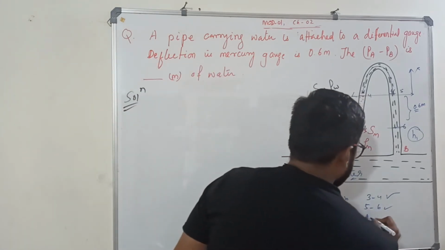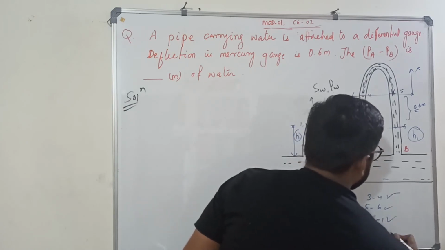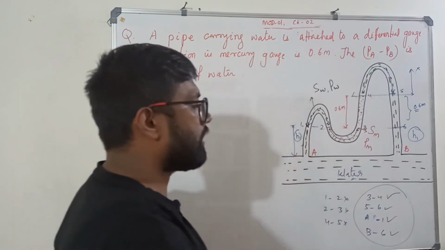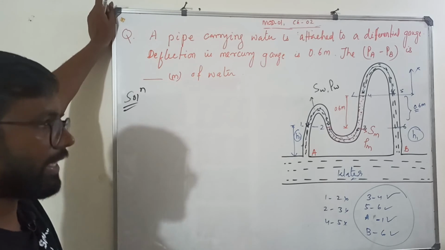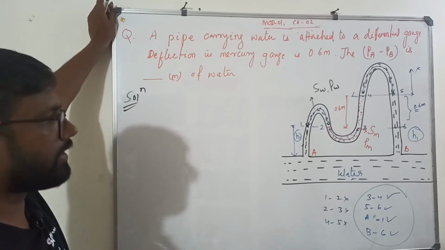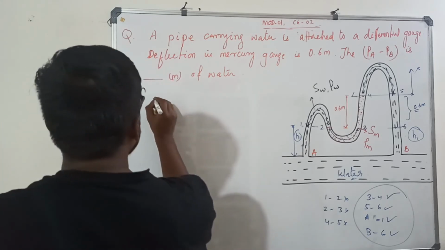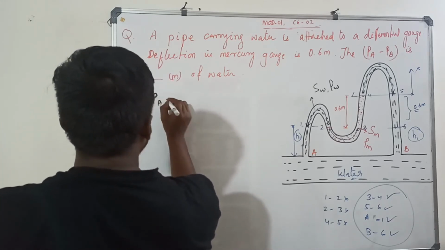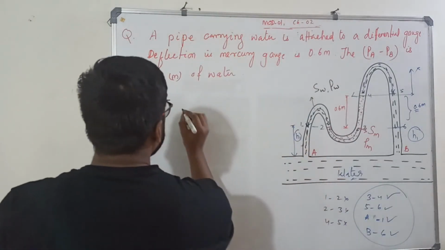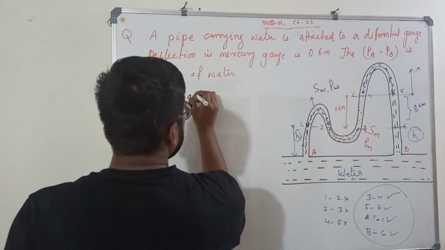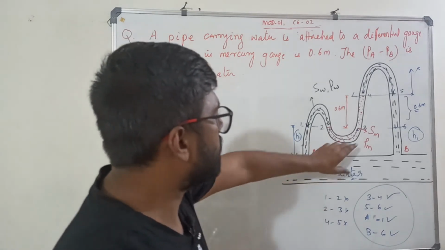A to 1, yes, it is there. And B to 6, here it is there. So we are only going to take these points or these heights into account, and we are going to write our gauge equation. So write your gauge equation. PA, up negative, down positive, minus rho W G H1. PA minus rho W G H1.